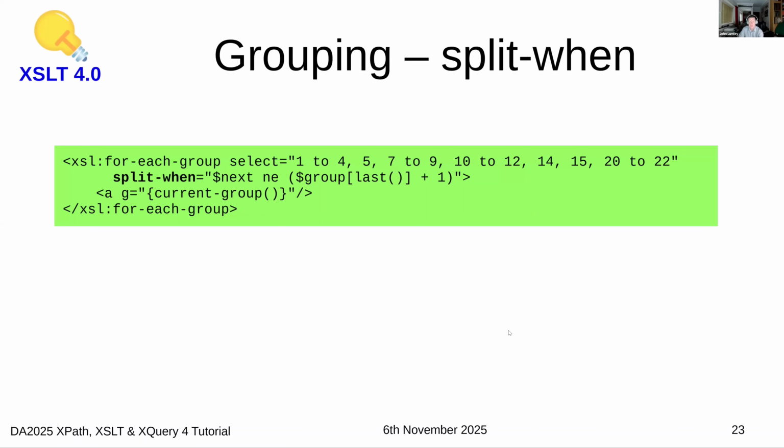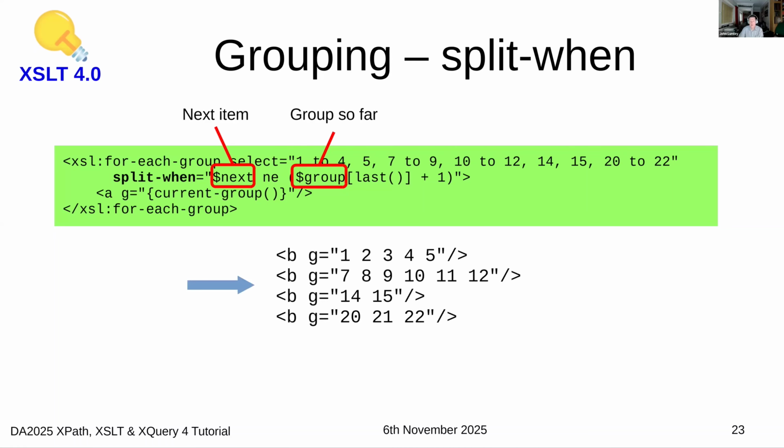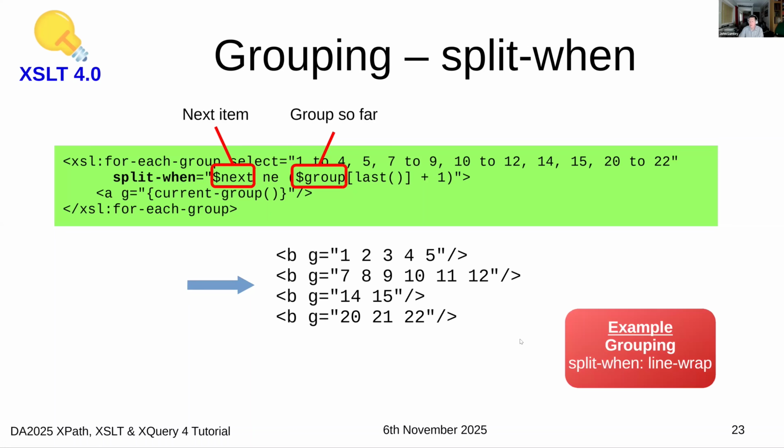There's another one coming, for-each-group, or being examined, which is rather more complicated, but I won't go into that at the moment. It's the same sort of thing with what's the next item and what's the group so far. And it allows us to do things like this effectively. And as I said, there's an example there.